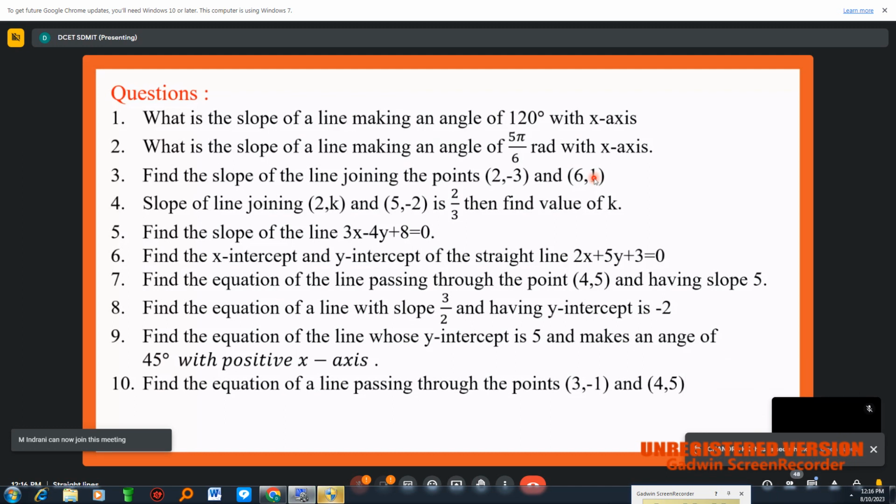The sixth answer: the x-intercept is minus 3 by 2 and the y-intercept is minus 3 by 5.